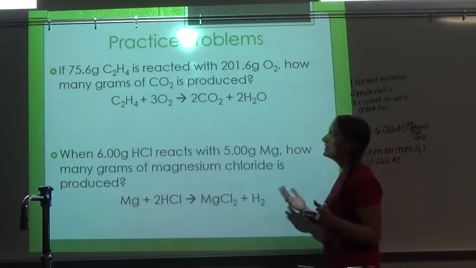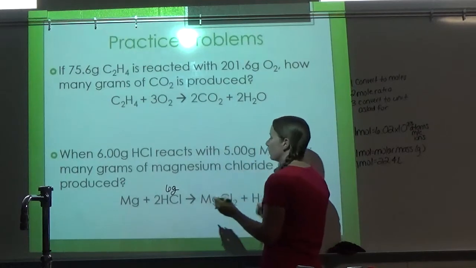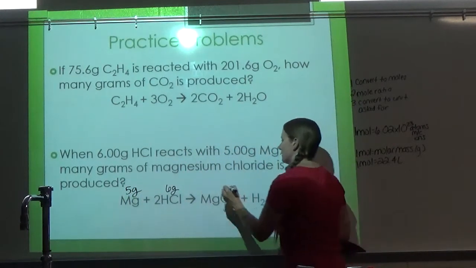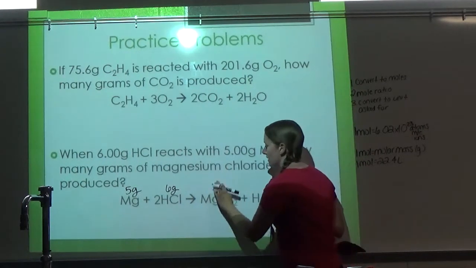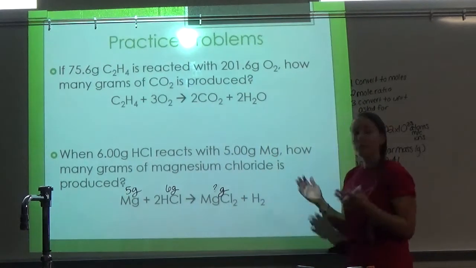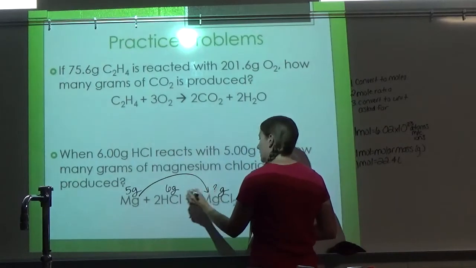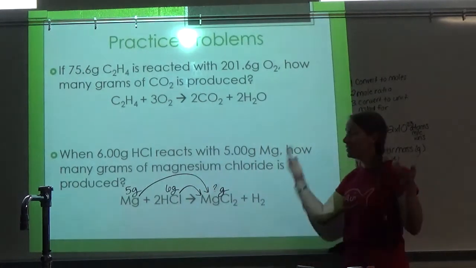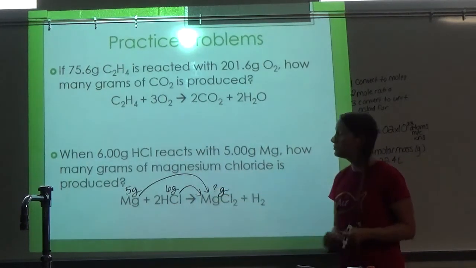It says when 6 grams of HCl reacts with 5 grams of magnesium, how many grams of magnesium chloride is produced? We're not worried about hydrogen here. Sorry, this is a question mark. It kind of looked like a 7 with a decimal. Remember, you're going to go from 5 grams of magnesium to our product, and then from 6 grams of HCl to our product, and then you pick the lowest. Pause the video, try it. Don't forget to identify which one's limiting and which one's excess.